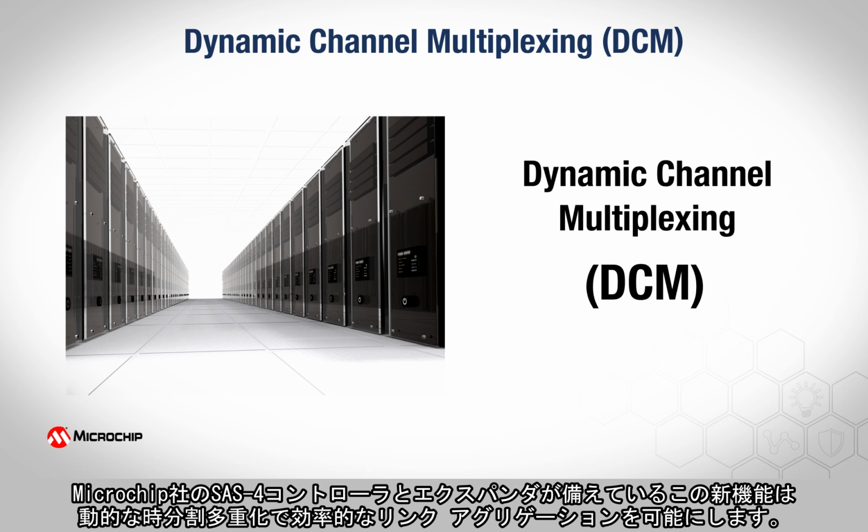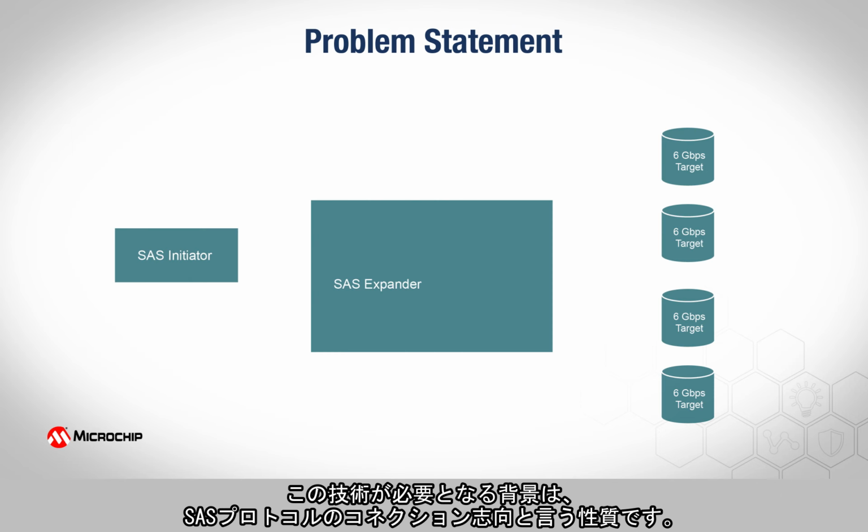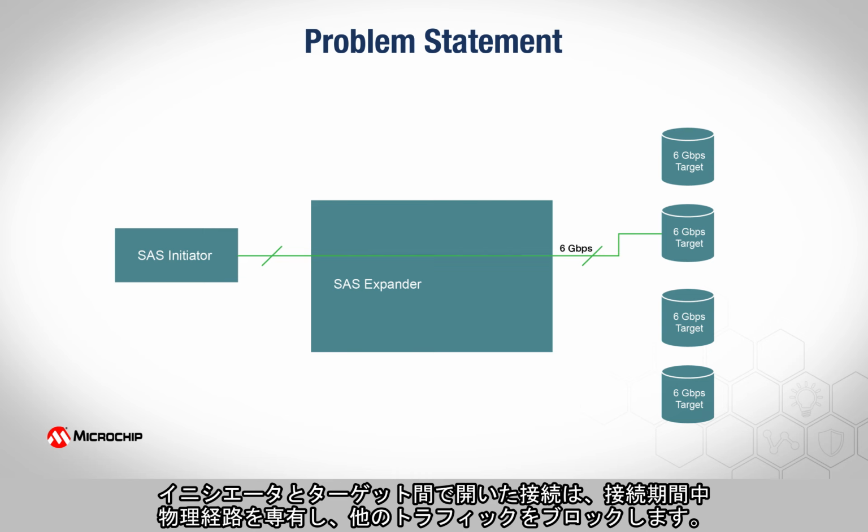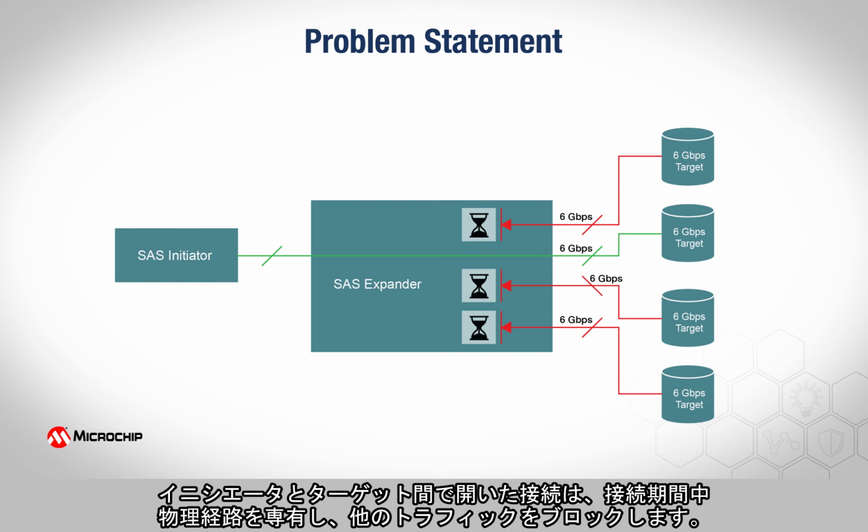This new feature in the Microchip SAS 4 controllers and expanders enables efficient link aggregation using a dynamic form of time division multiplexing. The need for this technology arises due to the connection-oriented nature of the SAS protocol. An open connection between an initiator and a target owns the resulting physical pathway for the lifetime of the connection, blocking other traffic while that connection is open.